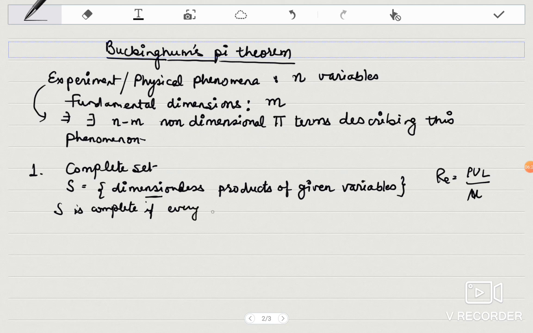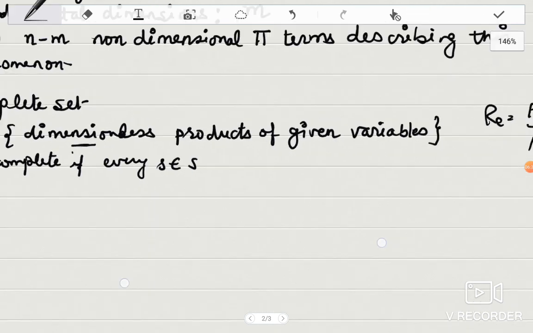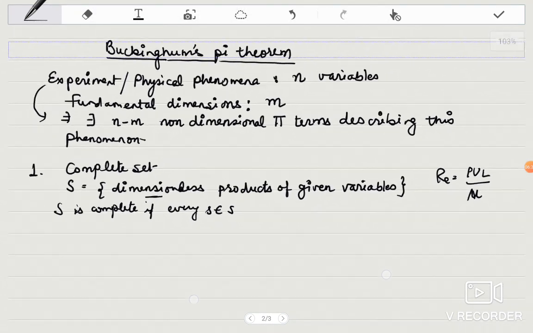every member of S is independent of the other members of S.